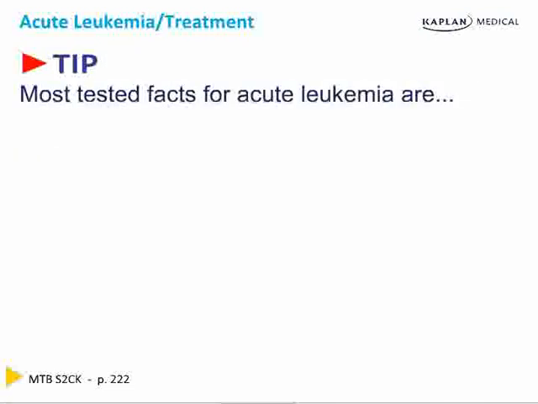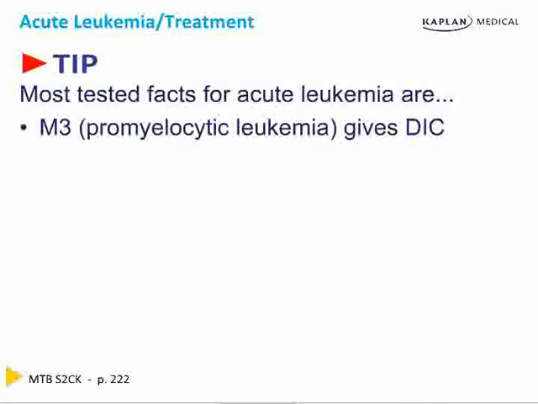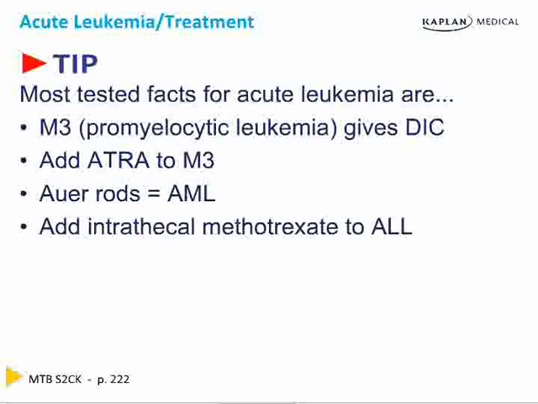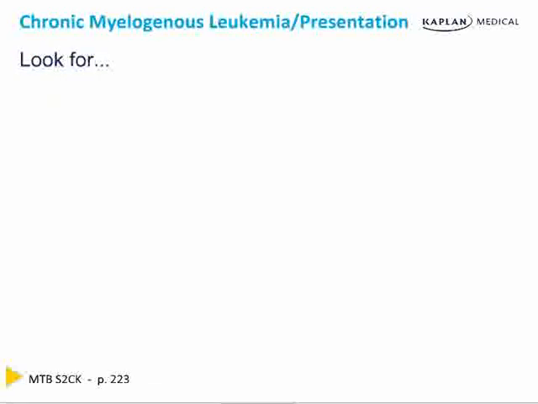The most tested facts for acute leukemia are: M3 promyelocytic leukemia gives DIC, M3 DIC, all-trans retinoic acid for M3, and Ara-C in AML, and intrathecal methotrexate for ALL. Next disorder is chronic myelogenous leukemia, CML.